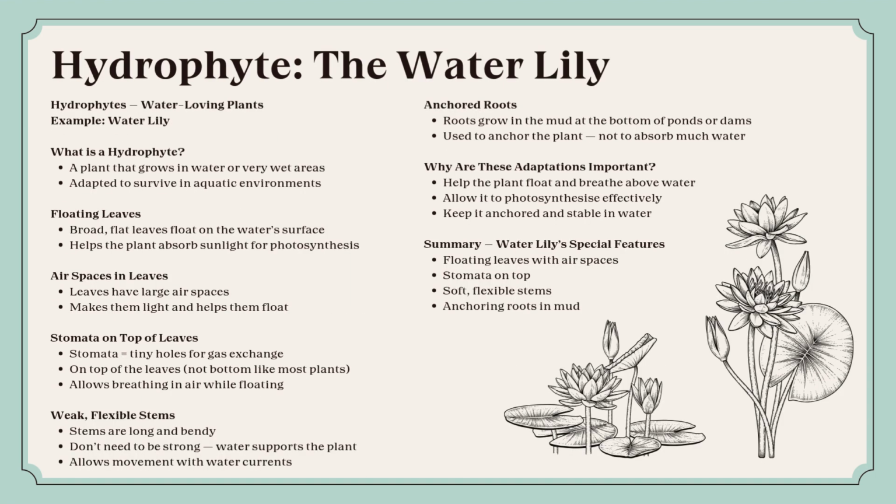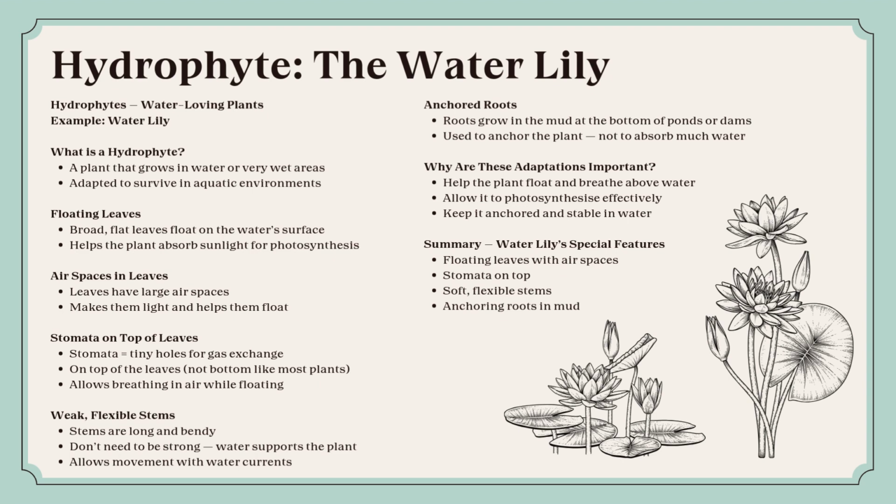So the water lily is next. It's beautiful, and it's also super smart when it comes to surviving in water. Hydrophytes: hydro means water. So these are plants that live in water. That's because it's a hydrophyte, a plant that lives in very wet places. Now let's talk about what makes the water lily so special.